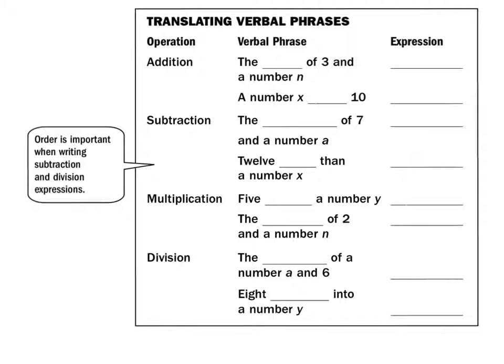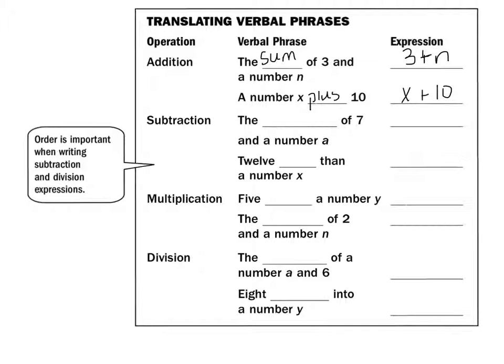The verbal phrase, the sum of 3 and a number n, is written as 3 plus n. Or a number x plus 10 is written the exact way that we read it, x plus 10.